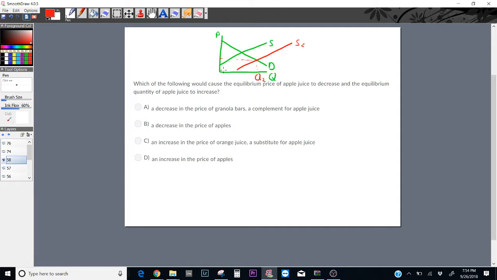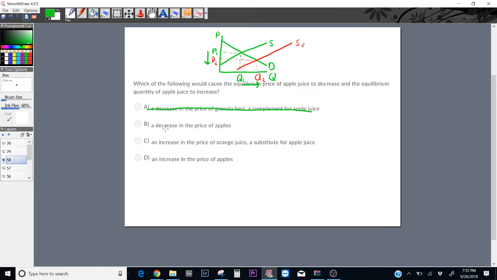So this is Q2 and P2, and I forgot to draw in my initial equilibrium, which would be right here, P1 and Q1. So anytime there's an increase in supply, it causes price to go down and quantity to go up. As we look at the market for apple juice, we need to see which one of these will cause supply to increase. A decrease in the price of granola bars, that's going to be a demand impact, since it's a complement, so that's the demand side.